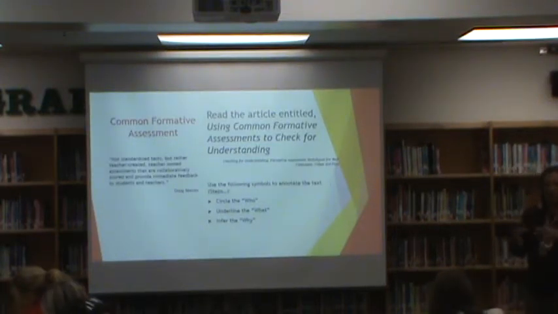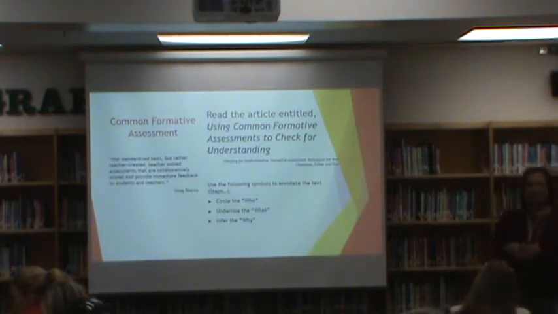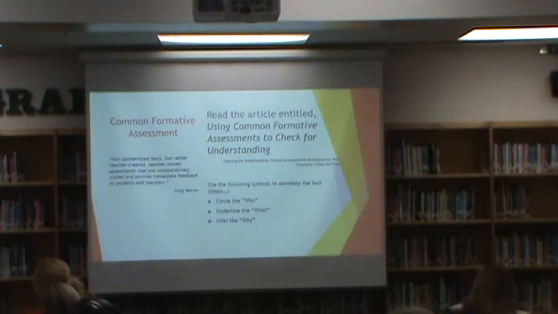If you would scoop those together and flip them together, I'll get them out of your way. I'm going to give you a short article on assessment. It's called Using Common Formative Assessments to Check for Understanding. What's this idea of common assessment? How would you define that?